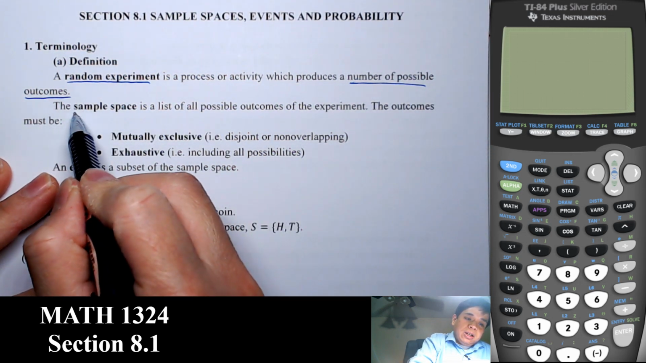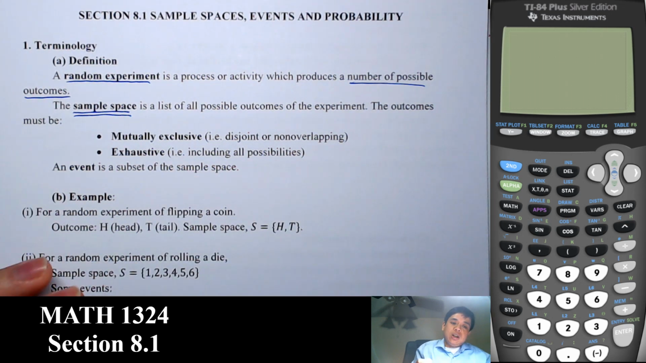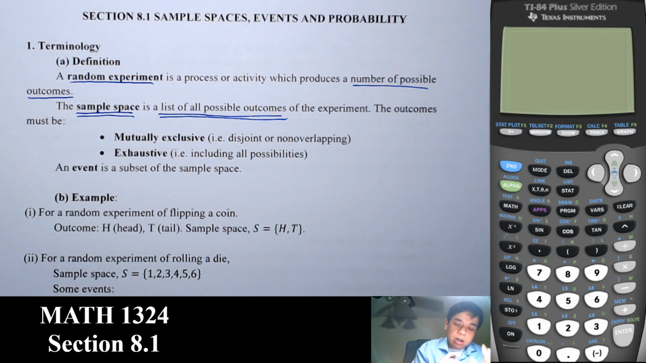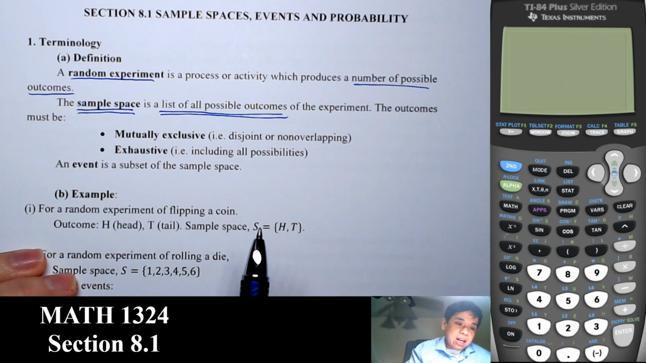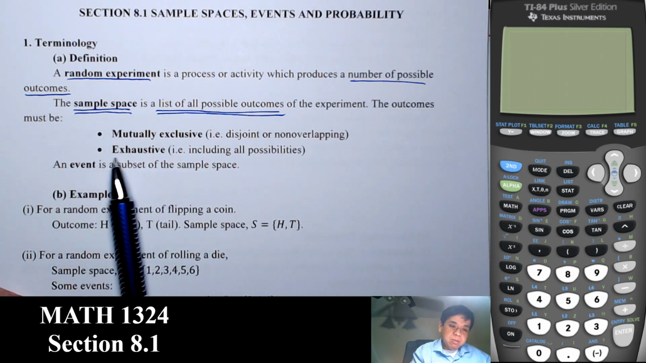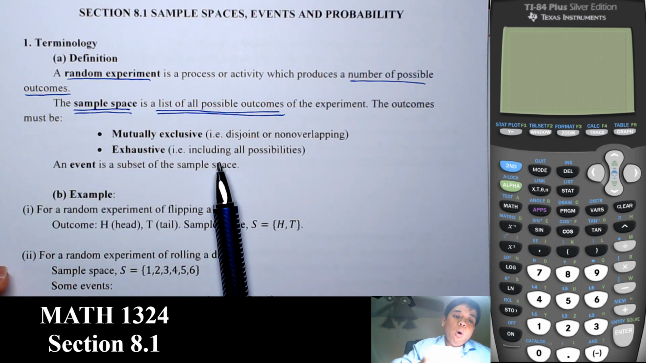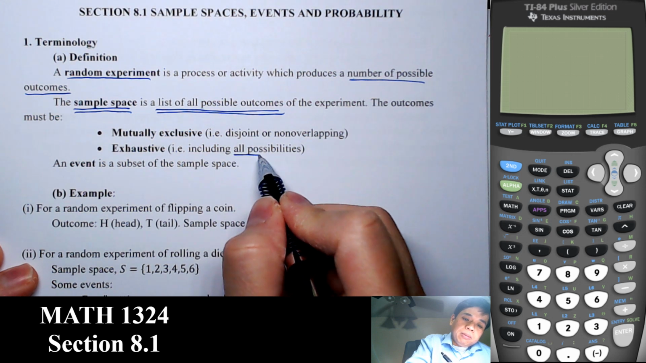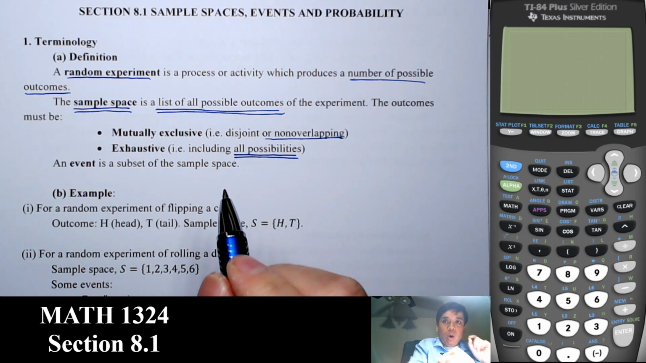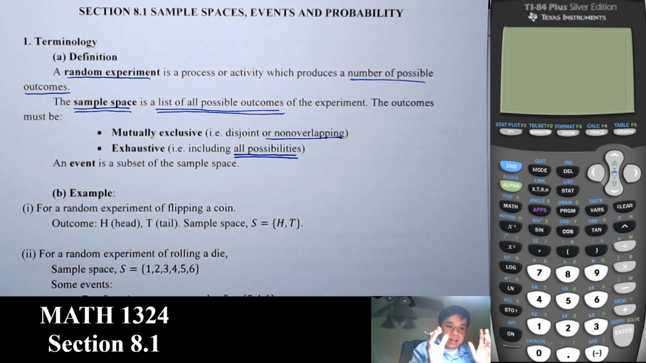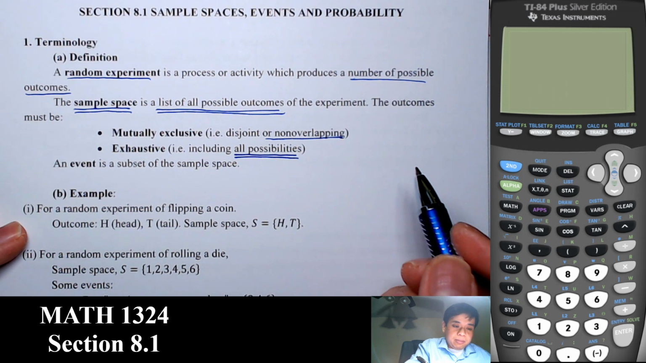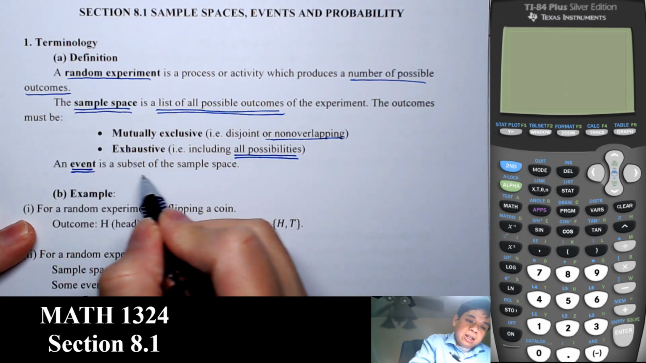And then we have the sample space. The sample space is the list of all possible outcomes. That's very important. And that list must be mutually exclusive, meaning they have no overlapping, and must be exhaustive, meaning they have to have all possibilities. Not overlapping, so we count everything once and have to count everything. An event is a subset of sample space.